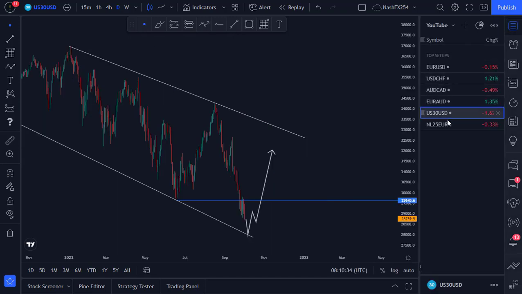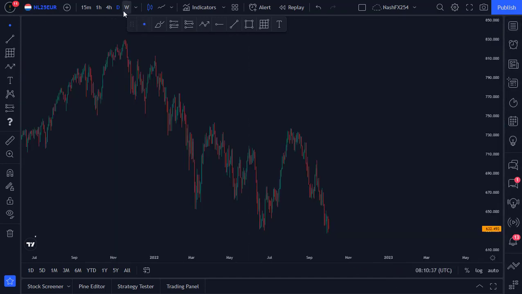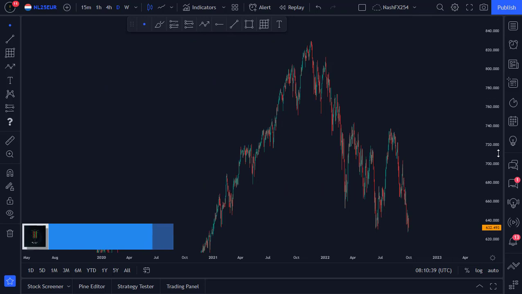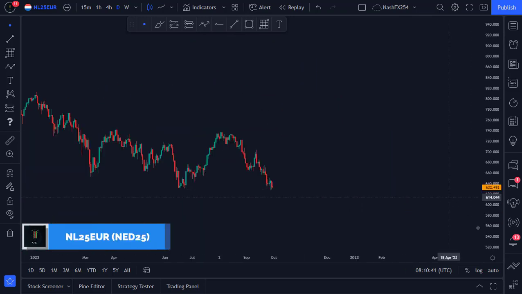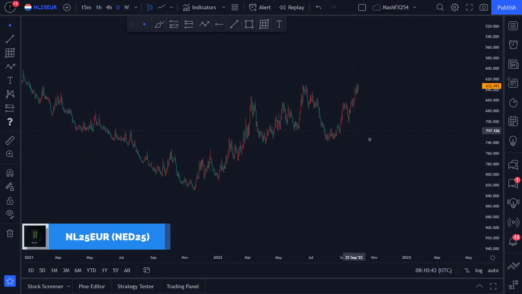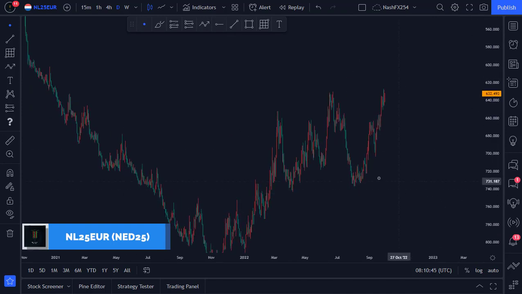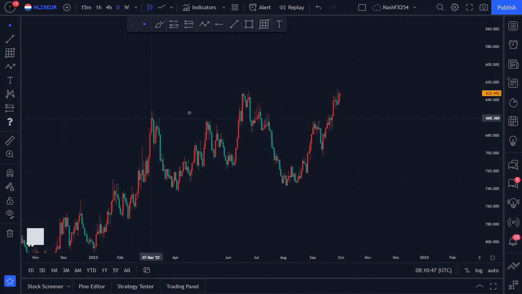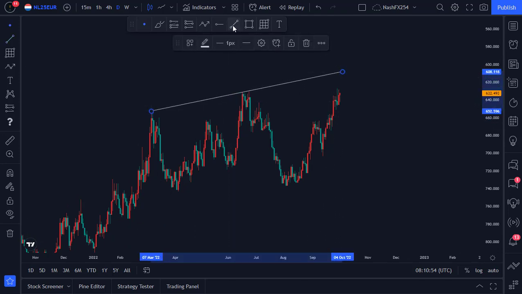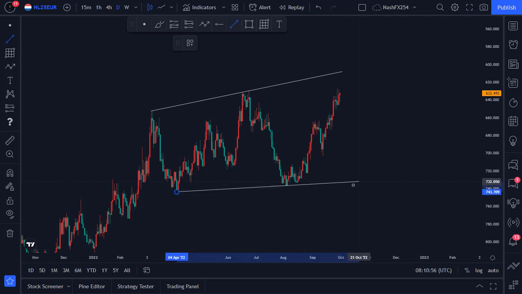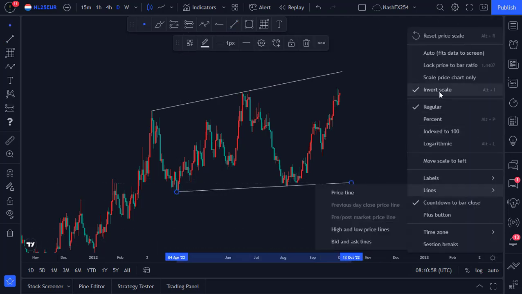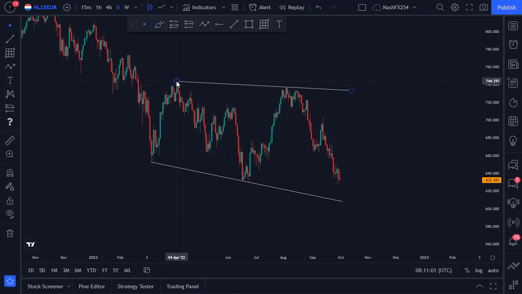Next, let's go through Netherlands 25, which is the bonus that I added. This one, for me, is a bit clean to look at, because we have these recent outcome points over here, which make it quite easy to draw the pattern from. It's very much visible to see this pattern over here.